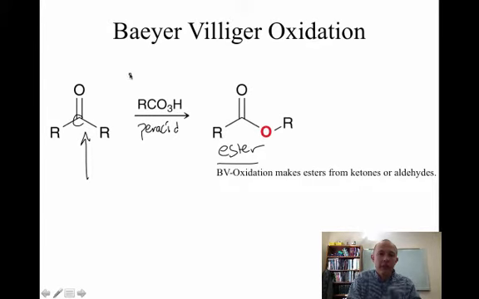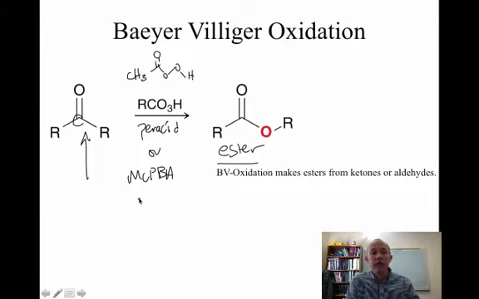The way that we do this is with a peracid, and the two most common peracids that you'll see are peracetic acid, or MCPBA, which is commonly used, meta-chloroperbenzoic acid. So either one of these reagents can be used to carry out the Baeyer-Villiger oxidation, where we're sticking an oxygen atom between a carbon and an adjacent R group.